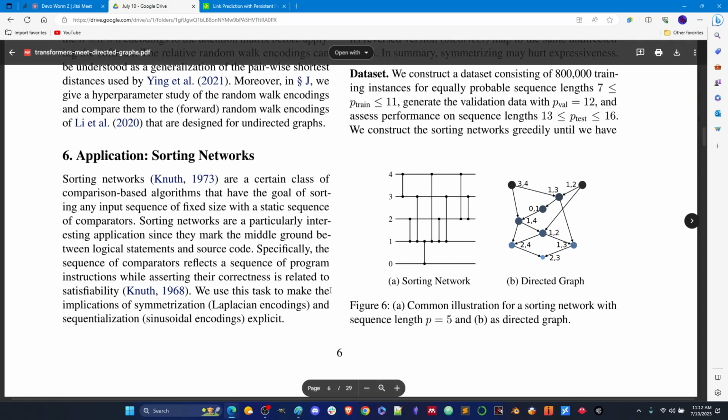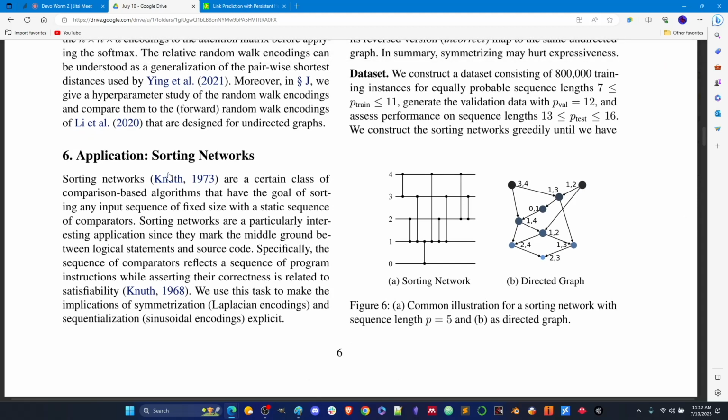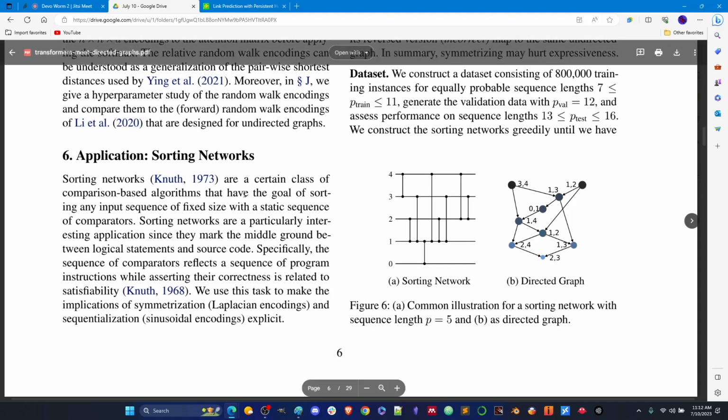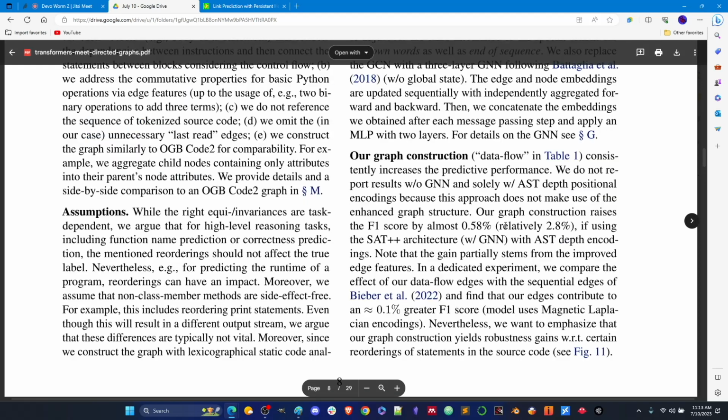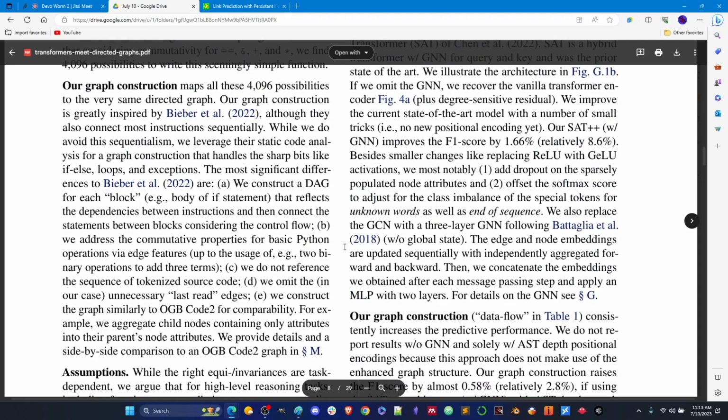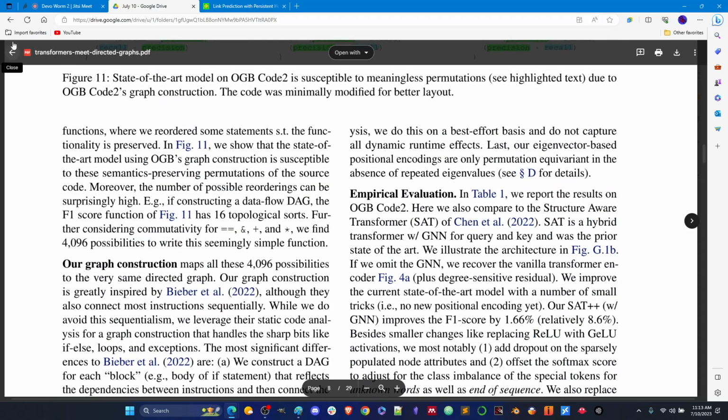Then there's an application of sorting networks. So this is something that goes back to Donald Knuth. It's a certain class of comparison-based algorithms that have the goal of sorting any input sequence of fixed size with a static sequence of comparators. So this is a sorting network where you have these different lines, you're comparing between them, and out of that you can build a directed graph. It's a little bit hard to see how this applies to development, but I think it has a nice set of applications in thinking about transformers and thinking about topological data analysis and how to connect all this with development.